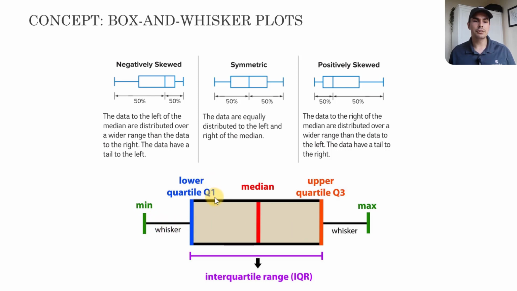And then the box is created by the lower and upper quartiles and the median. The median is the line that goes through the box. Now the lower to upper quartile, that range is called my interquartile range, my IQR. Okay, so whatever that range is in between the two, that's my IQR. And then we end here on the right side with our maximum data value. Okay, so let's get into some examples.